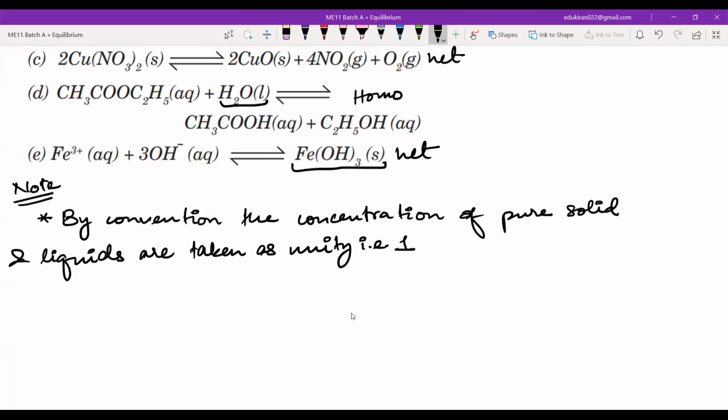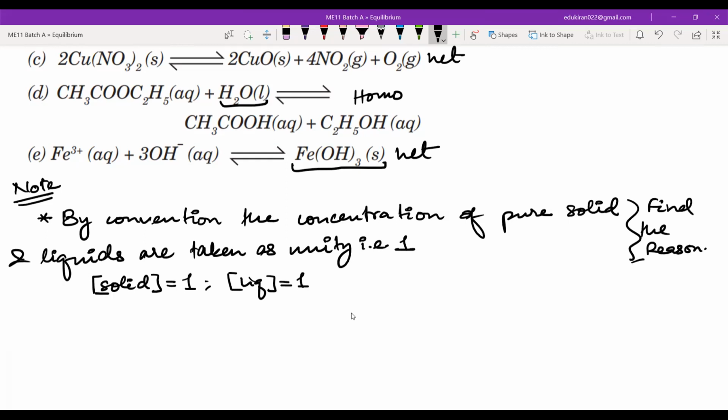So whenever you have anything which is solid, its concentration will be equal to 1. The concentration of liquid is also going to be 1. I'm not explaining this right now. I want you guys to find the reason why it is like that. Just remind me in Saturday's class, and I will discuss why we take the concentration of pure solid and pure liquid as 1.